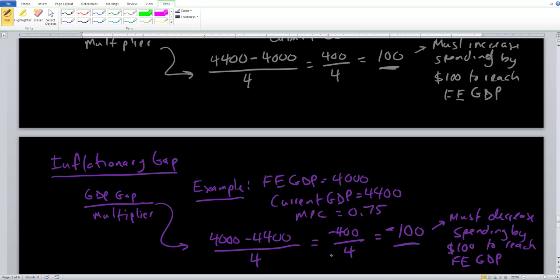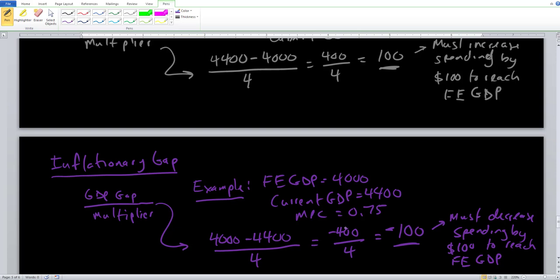We're overheating. The economy is overheating just a little bit. We want to slow it down. And in order for us to get back to our full employment GDP, our potential GDP, we're going to have to decrease spending. Remember, spending decreases can come from consumption, investment, government spending, or net exports. We're going to see a graphical version of each of these gaps in chapter number 9, where we bring up aggregate demand and short-run aggregate supply.